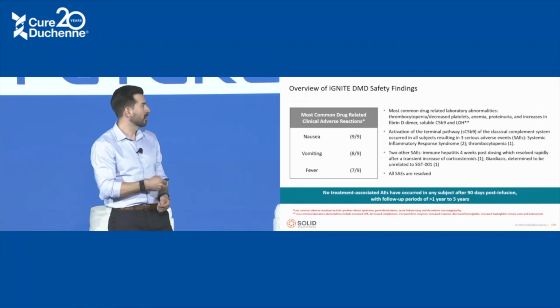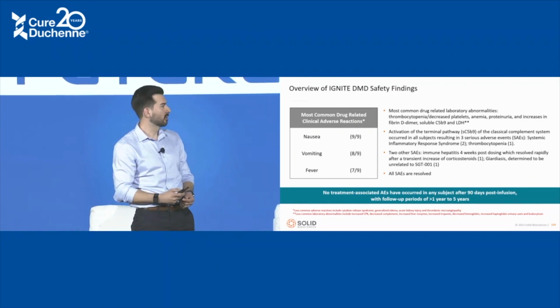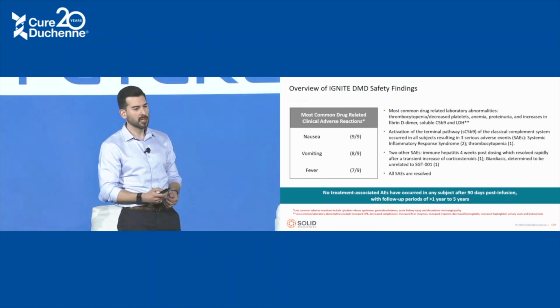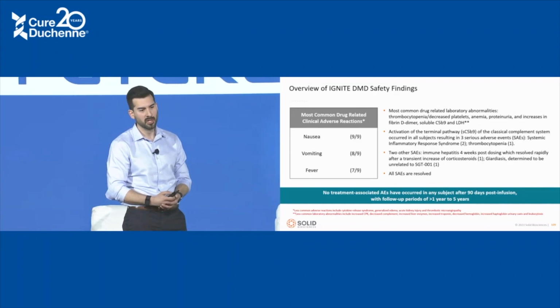And so if you take a look here, you see nausea, vomiting, and fever. These are things within those first few days, as was outlined before, that are what's seen normally through most of these different trials when you're at these high-dose levels.